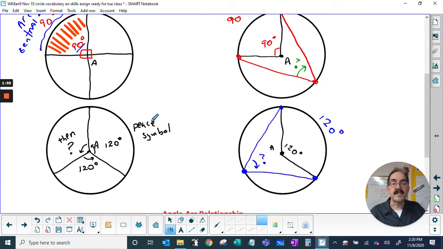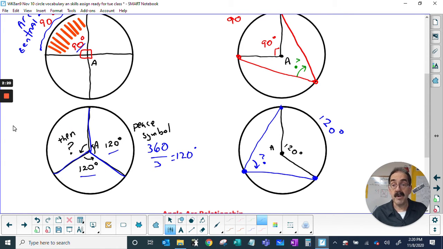Do the peace symbol, right? Divide it three ways: 1, 2, 3. Well, that's a third of a circle. If we take 360 degrees and divide by 3, we get 120 degrees. So 120 degrees, 120 degrees. This has to be 120 degrees, right?